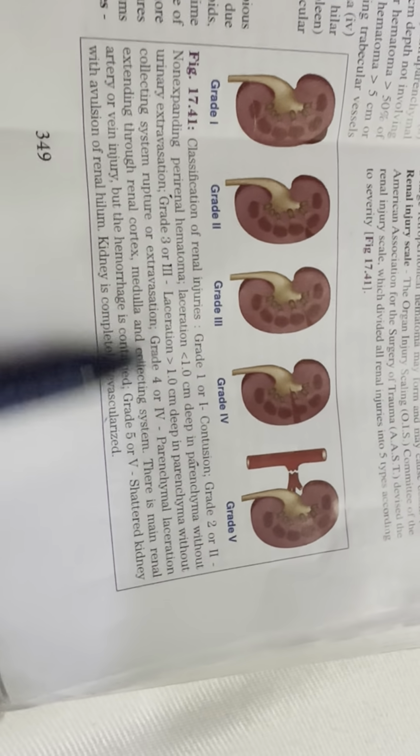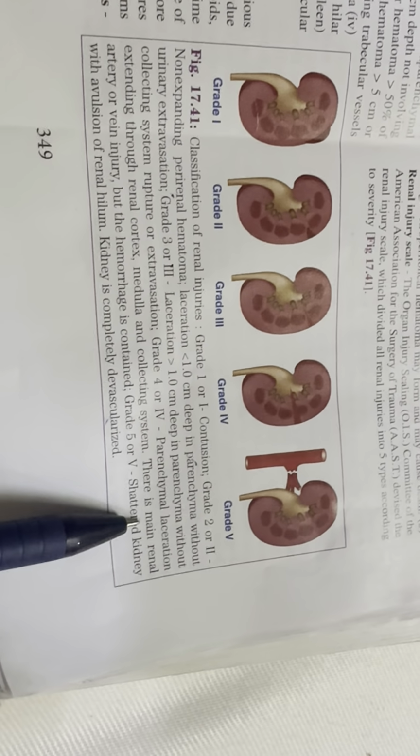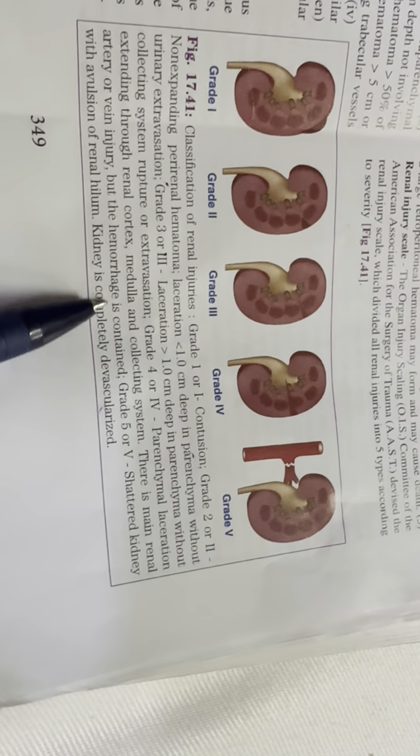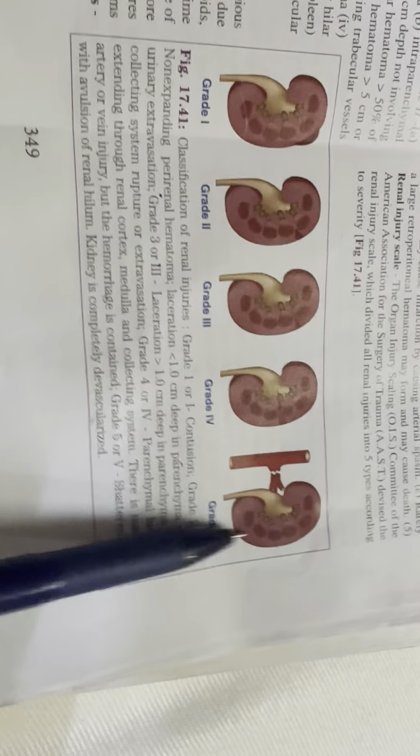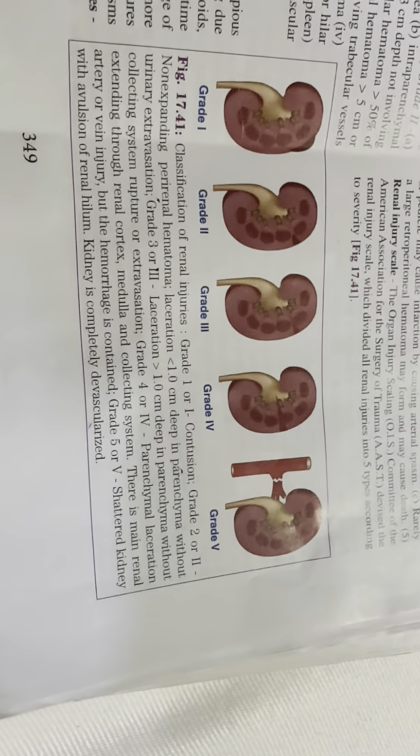Grade 4, parenchymal laceration extending through renal cortex, renal medulla and collecting system, or main renal artery or vein injury with the hemorrhage contained. Grade 5, shattered kidney with avulsion of the renal hilum. Kidney is completely devascularized. Thank you.